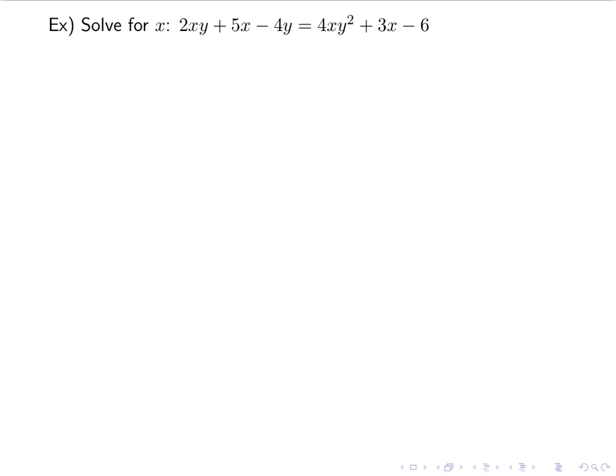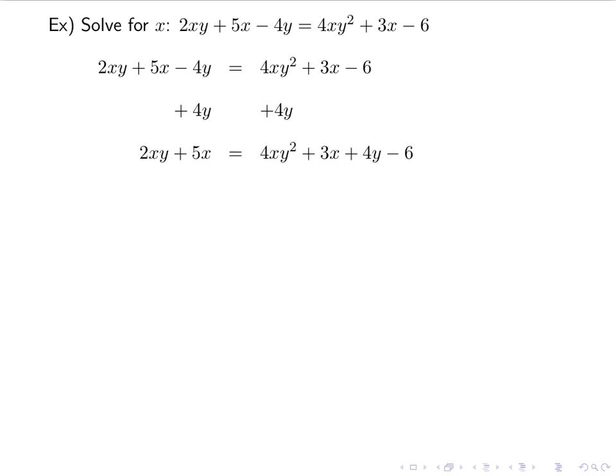Okay, so now we're going to solve for x in 2xy plus 5x minus 4y equals 4xy squared plus 3x minus 6. So we got a lot of different terms here, but again, our goal is to put everything with an x, which are these 4 terms, on the same side, everything without an x on the other side. So again, we have our equation rewritten. We'll start by getting rid of anything with an x on the left, so we'll add 4y to both sides.